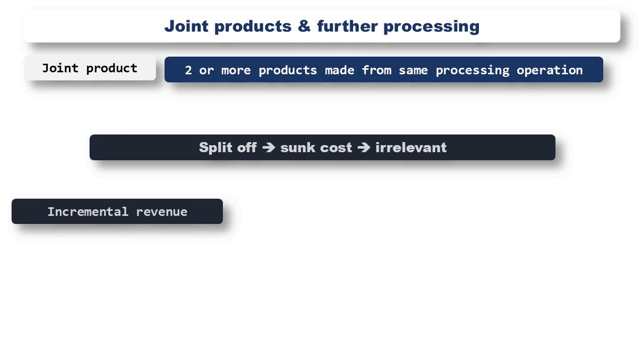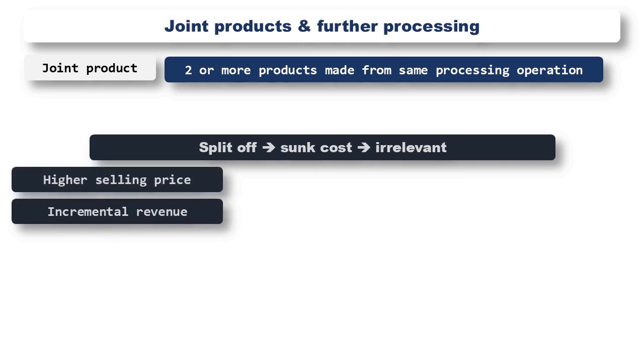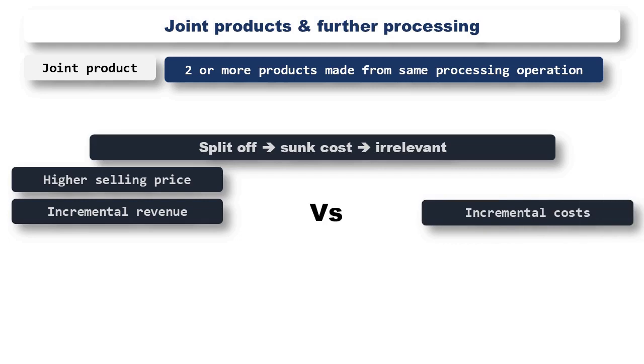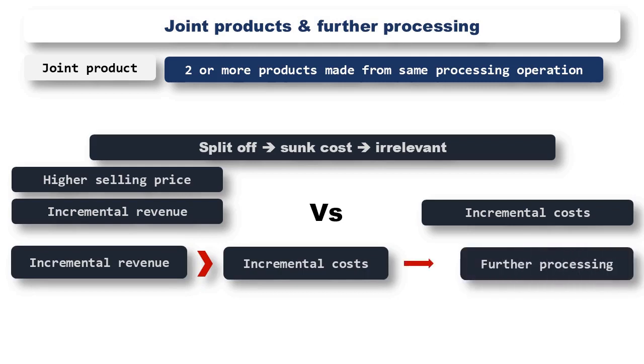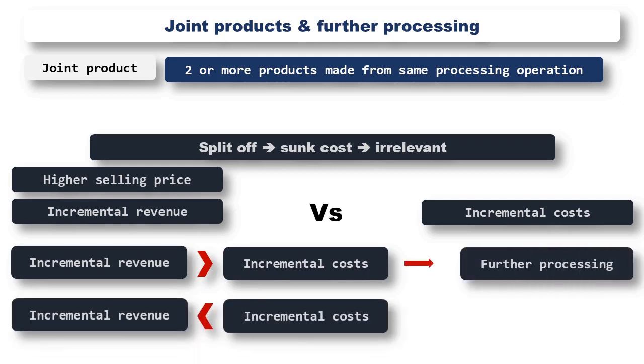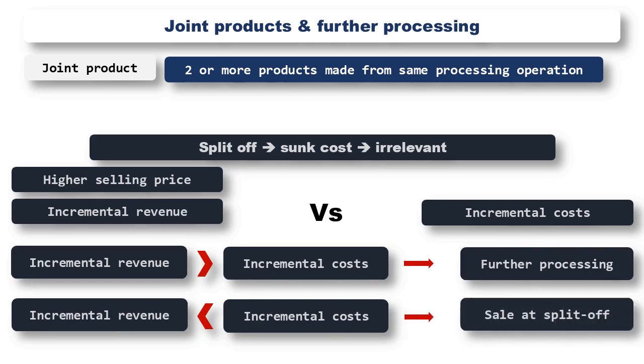So we need to find the incremental revenue that would be generated by the higher selling price of the product going through more production processes, and compare this to the incremental costs of those production processes. Where the incremental revenue is higher, we should go ahead with the further processing. But if the incremental costs are higher than the incremental revenue, then we should sell the products off at the split-off point without further processing. Do remember that we are only considering cash flows here, so any incremental costs, savings or revenues that are not cash flows should be ignored.